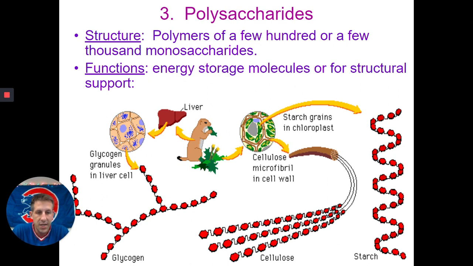Okay? So, for instance, let's talk about glycogen and starch first, because glycogen and starch have analogous functions. They both function for energy storage in their representative organisms. Okay? Glycogen is the energy storage form of sugar for animals. Starch is the energy storage form of sugar for plants. Okay? So they do the same thing for the most part, but they are put together differently.